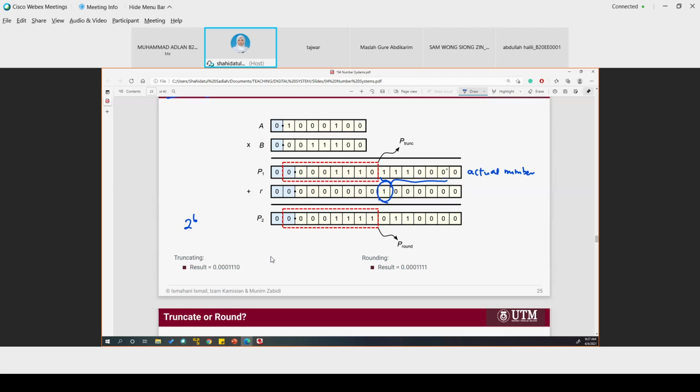Okay, so we add 2 to the power of 6. Questions? Okay, no questions. We add 2 to the power of 6 to round the number to get it close to the actual number.